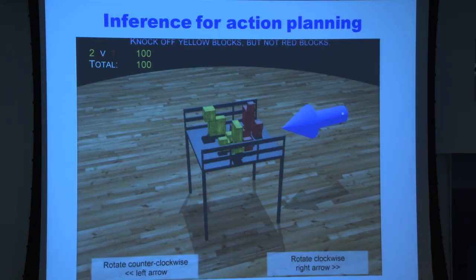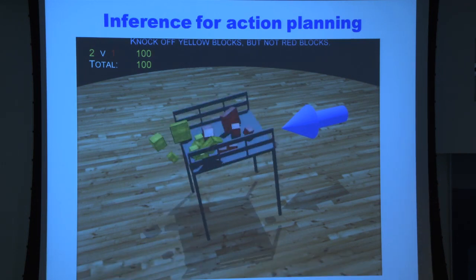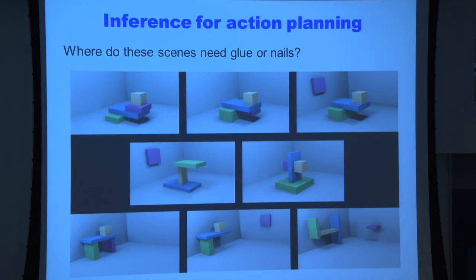So here's a task. It's kind of more like a video game where people are told your job is to knock more yellow than red blocks onto the floor, and you get to set the direction and magnitude of the force. So here's someone who set the bump like that, and you can see they won. Or here's another kind of game.